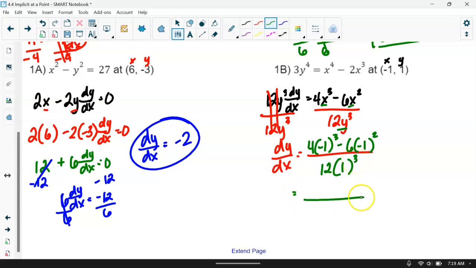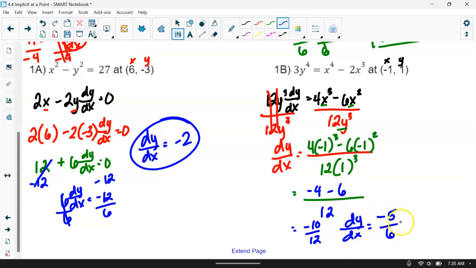Now simplify. So here we've got, that's -1 times 4, -4. Notice this is -1 squared, which is +1, so -6. So -6 times 1, -6, over 12, from 1 to the third, which is 1, times 12. Here we've got -10 over 12, which simplifies to our slope of our tangent line, -5/6.